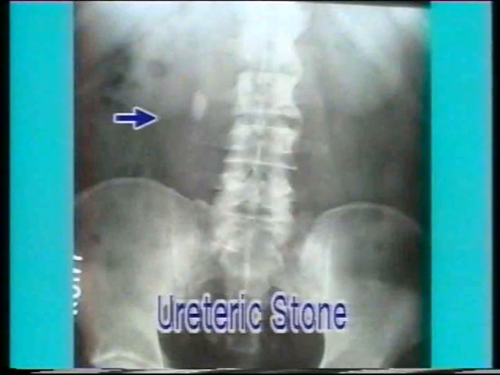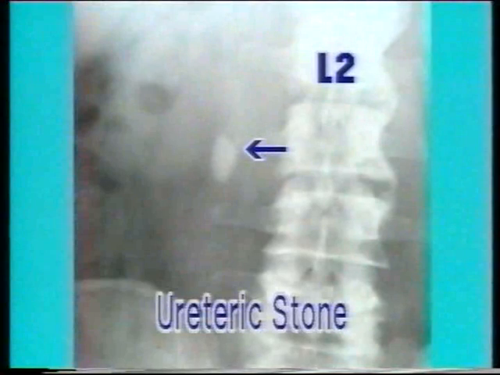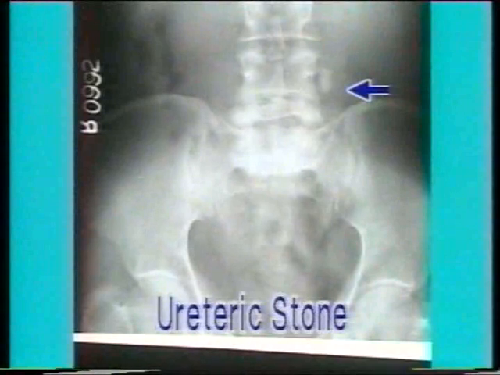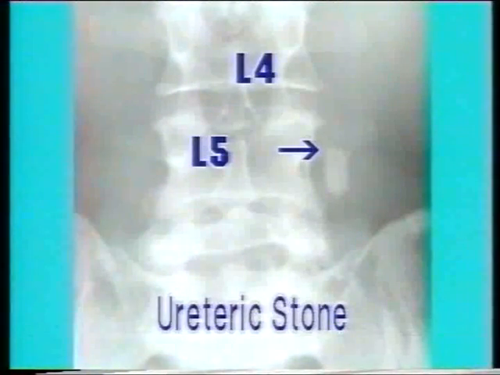Note this stone in the upper third of the right ureter. It is lying opposite the transverse process of the third lumbar vertebra and has the characteristic vertically oblong shape of a ureteric stone. Now here we see a stone in the middle third of the left ureter. There is a vertical radio-opaque shadow just below the transverse process of the fifth lumbar vertebra. The vertical oblong shape is typical and it is lying along the course of the ureter.